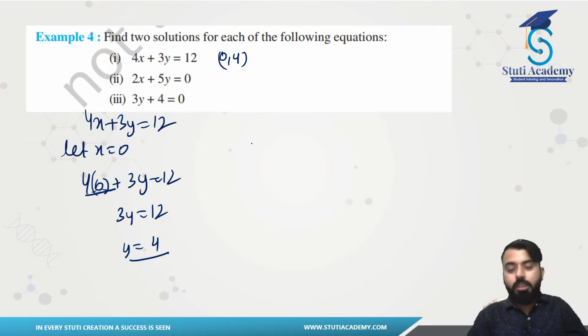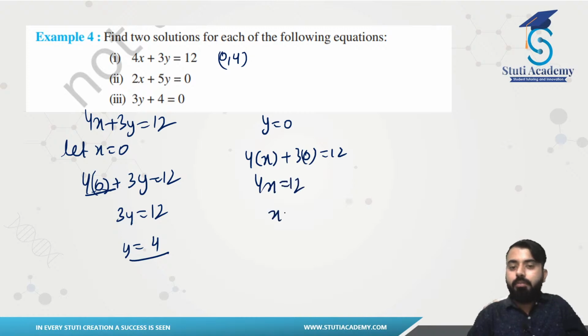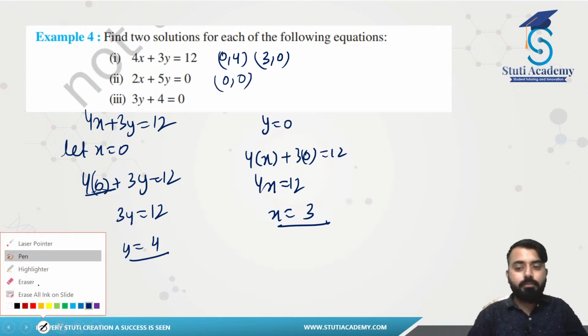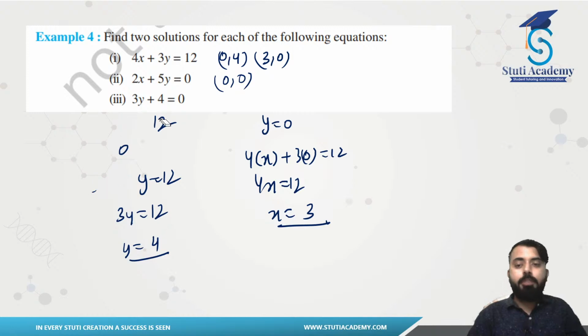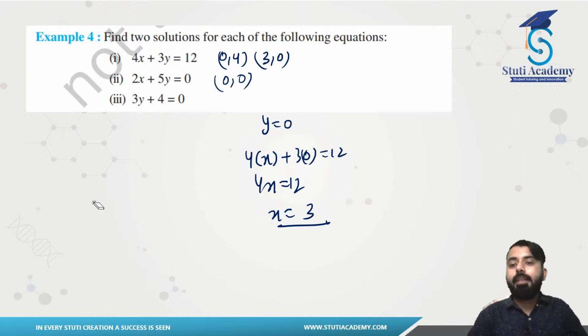Now let's assume y equals 0. So 4 into x plus 3 into 0 equals 12, so 4x equals 12 and x will be 3. So when x is 3, y is 0. So these are the 2 solutions. Now let me erase this and let's focus on our second part.